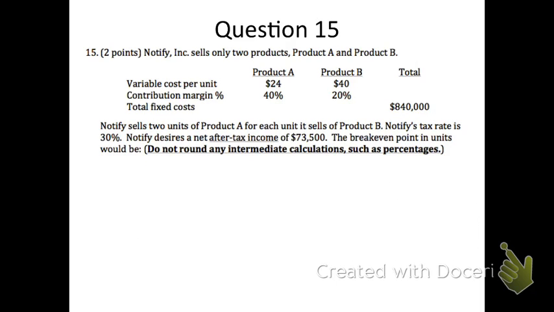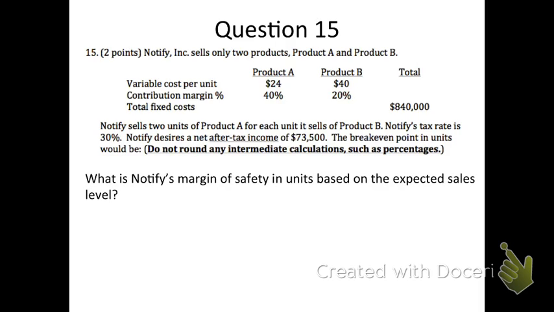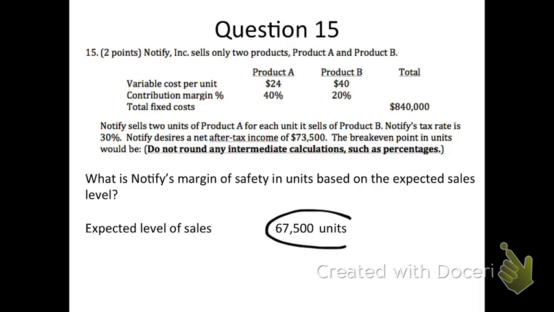Alright, the other thing you may want to know if you're presented with this type of problem is you should be able to answer a question about margin of safety. What is the margin of safety based on the units? So what we're doing here is margin of safety in units. And so the expected sales level, oh gosh, do I give that to you? So let's say the expected sales level in total is the 67,500.